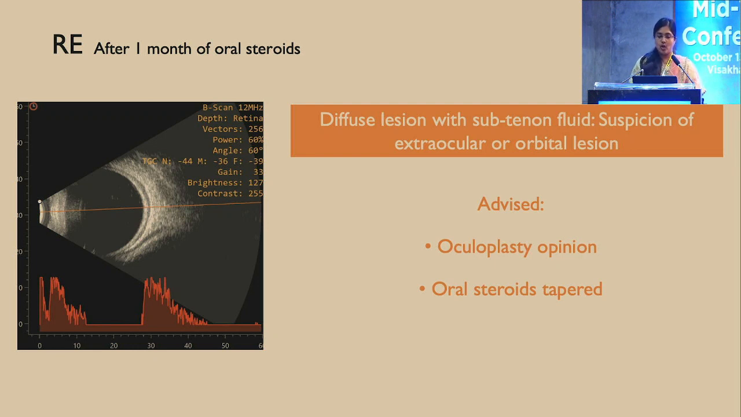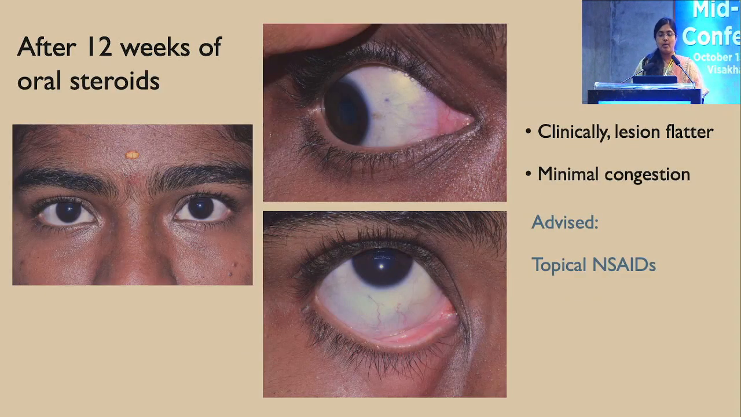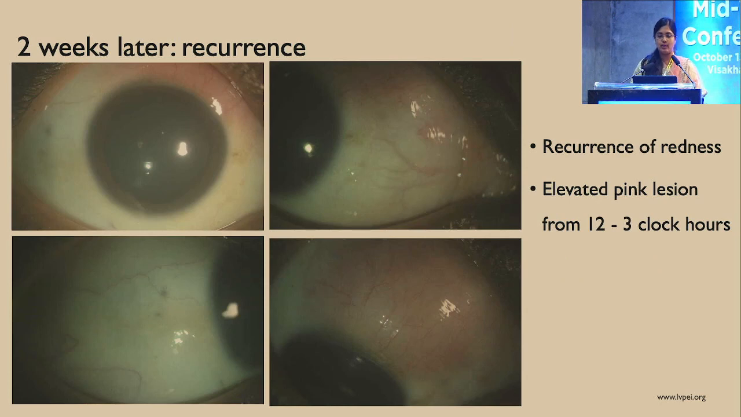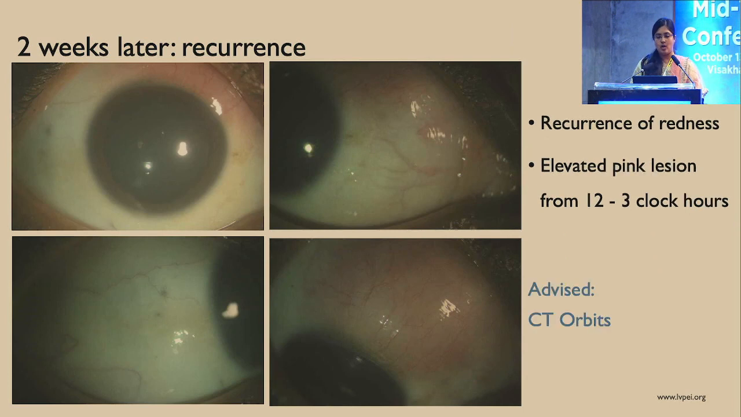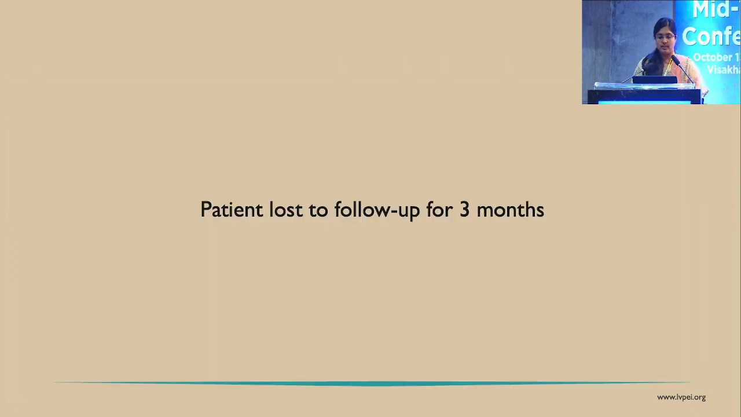But the patient did not review as advised and she came after 12 weeks of partially compliant, on and off oral steroids. Surprisingly, the lesion was much flatter with minimal congestion and she was continued on topical NSAID eye drops. After 2 weeks, she came with recurrence of redness in the right eye and on examination there was an elevated pale pink lesion from 12 to 3 clock hours and she was advised to undergo CT orbits.